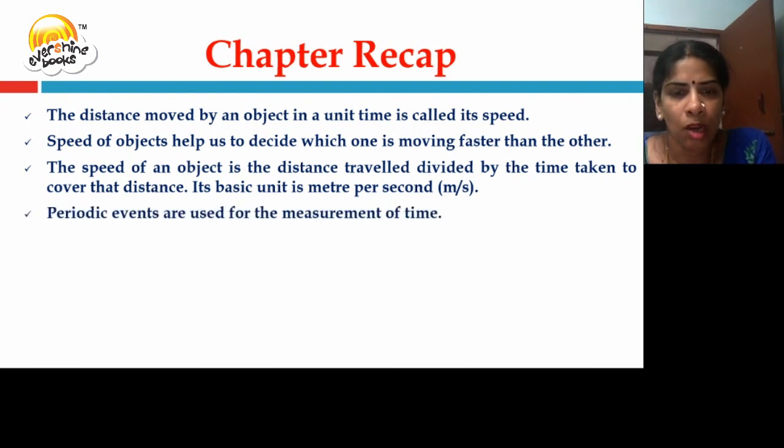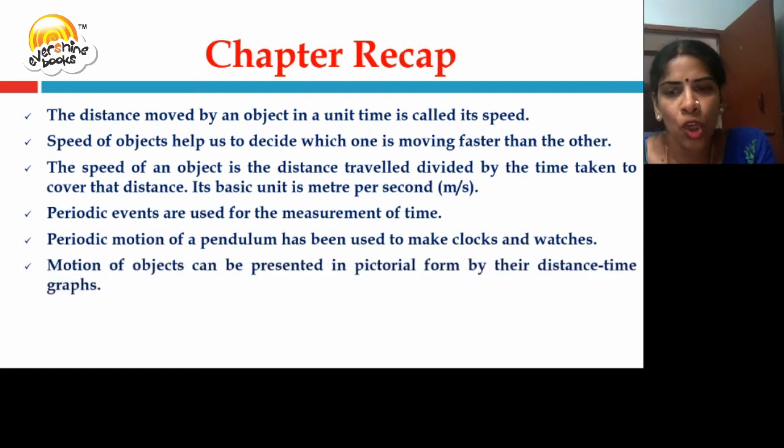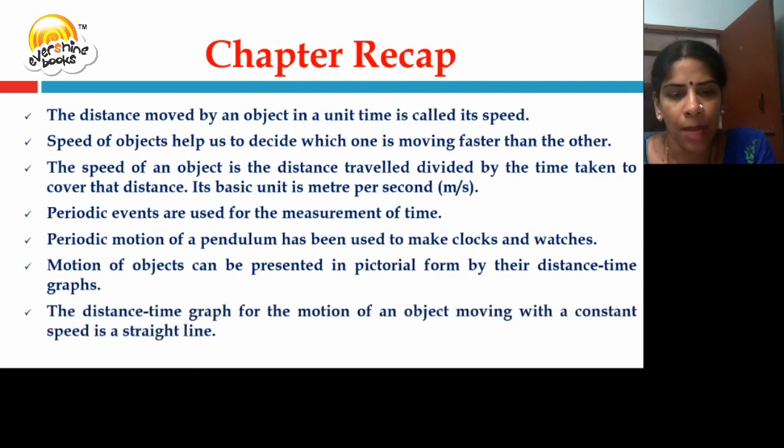Periodic events are used for the measurement of time. Periodic motion of a pendulum has been used to make clocks and watches. Motion of the object can be represented in pictorial form by the distance time graph. The distance time graph for the motion of an object moving with a constant speed is always a straight line.